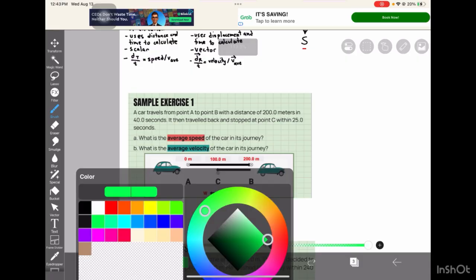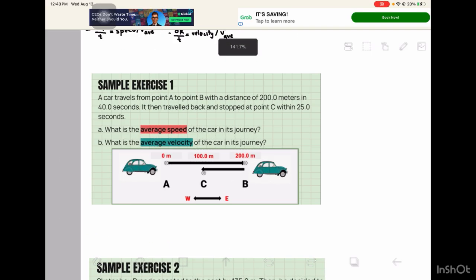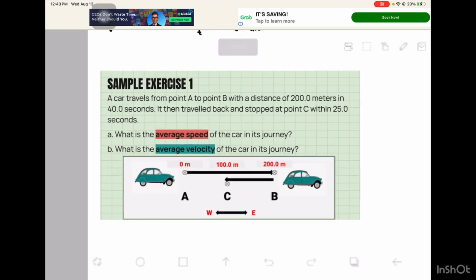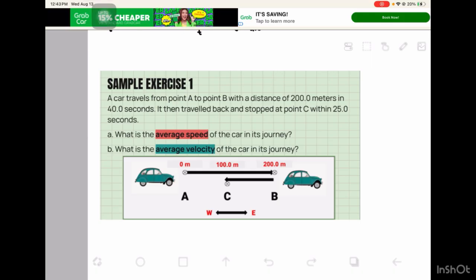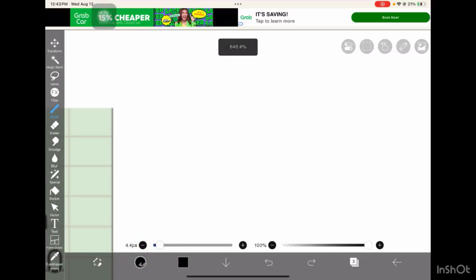Let's apply that in our sample exercise 1. Sample exercise 1 tells us that a car travels from point A to B with a distance of 200.0 meters in 40.0 seconds. If it then traveled back and stopped at point C within 25.0 seconds, what's the average speed? So we're given this diagram over here, and let's solve for the distance first. So let's do A first.